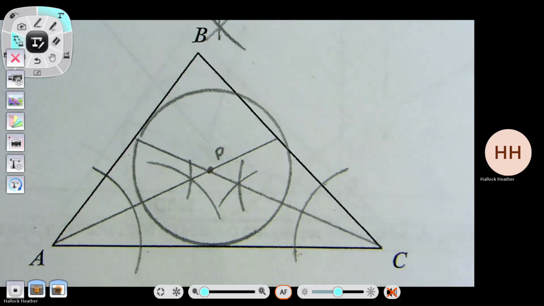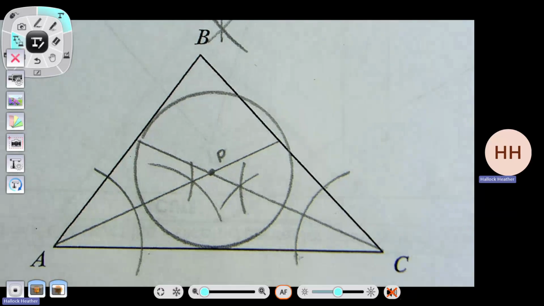This is my incenter last time. It was not perfect. Okay, it's going to end up all crazy. It's fine.